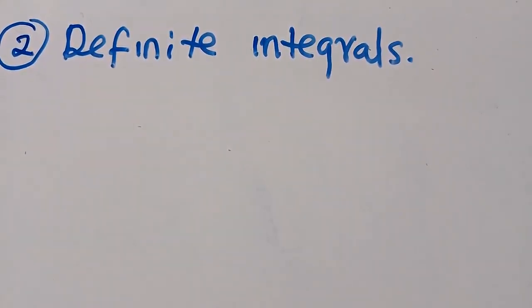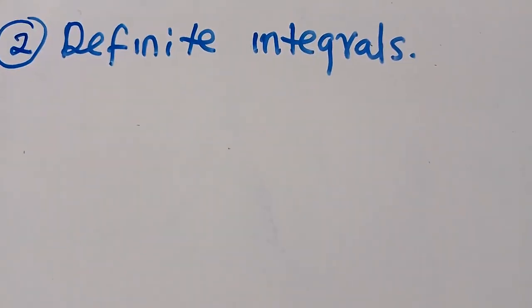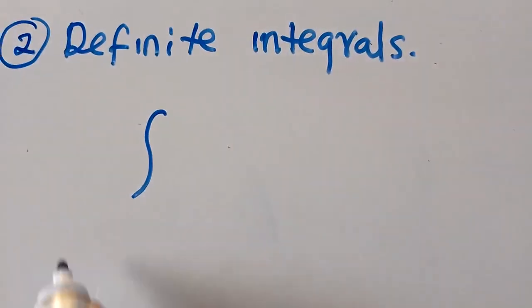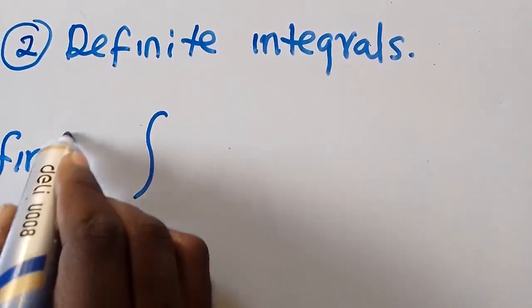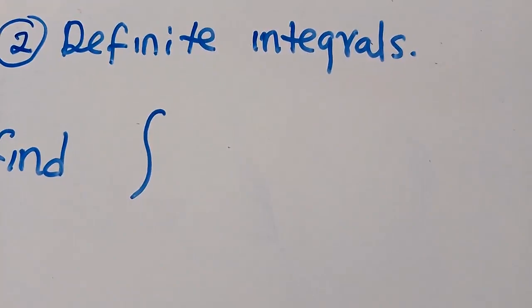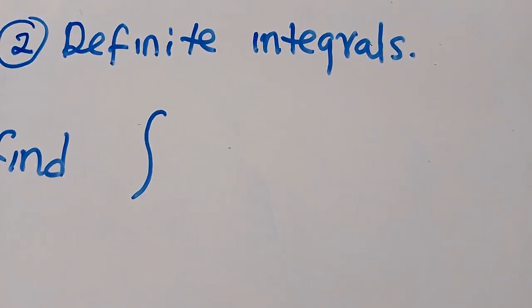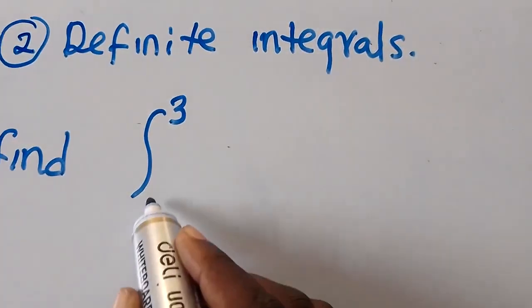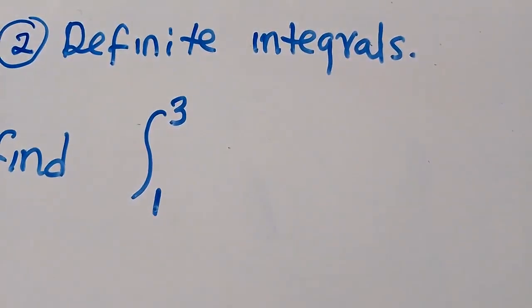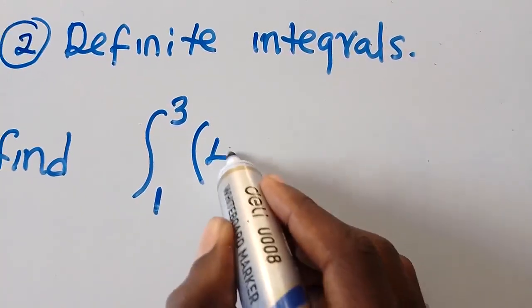So let me give you this other one. You've got a question, you are told to find. So find, you are given something like that, where you've got the upper limit as 3, the lower limit you've got 1. Then here you've got what?